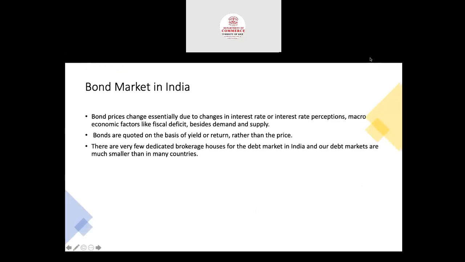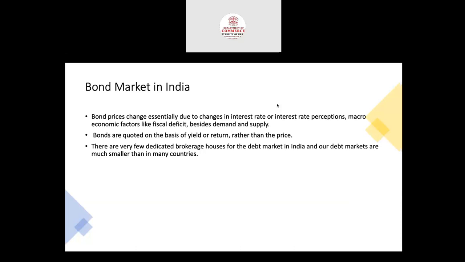So, the bond market in India. Bond prices change essentially due to changes in the interest rate or interest rate perceptions, and macroeconomic factors like fiscal deficit, besides demand and supply. We can purchase bonds from the NSE and BSE. The bonds are available in the cash market itself. Government bonds are also purchased through some other bidding terms. But the bond market is not fully developed in India.